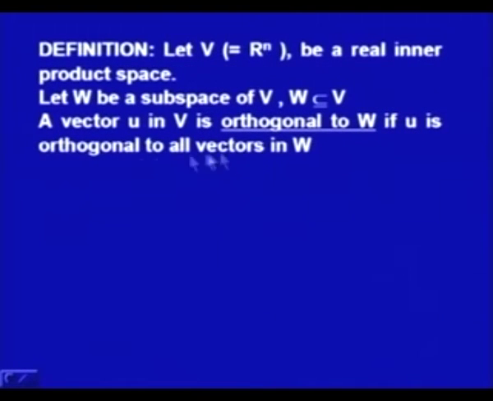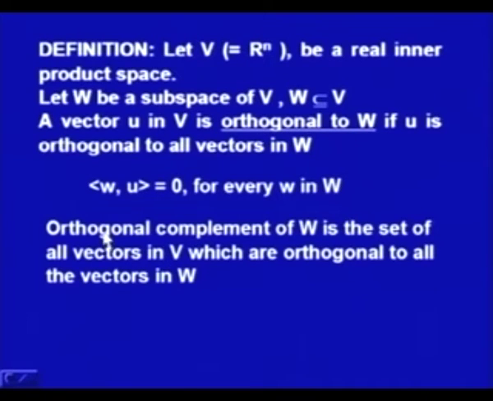See, we were talking about orthogonality between a pair of vectors. Now, we are talking about orthogonality of a vector with respect to a set of vectors. So, a vector u in V is orthogonal to W if the vector u is orthogonal to all vectors in W. That means the inner product of w and u is 0 for every w in W. This is true for all w's in this set W. If this is true, then we say the vector u is orthogonal to the set W.